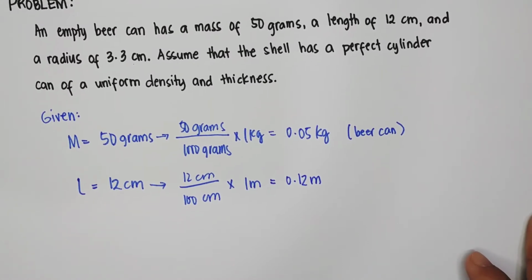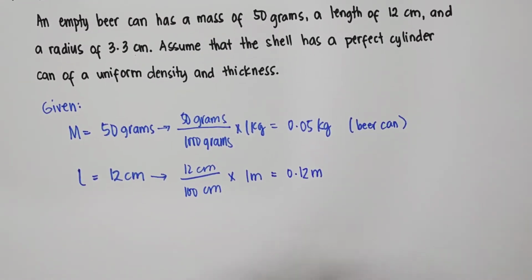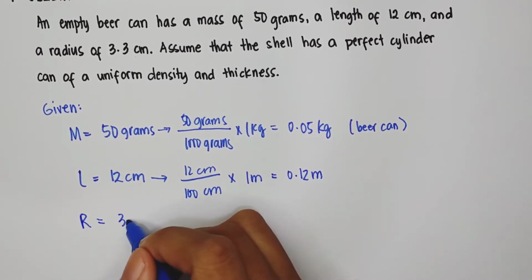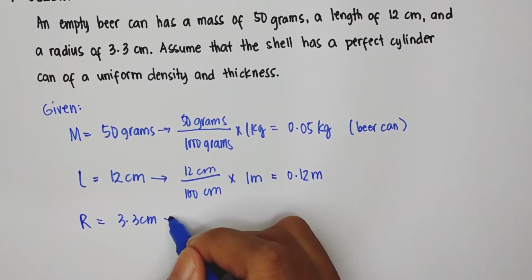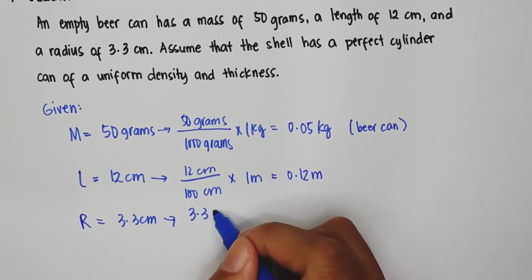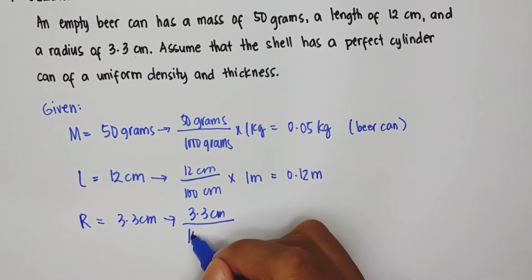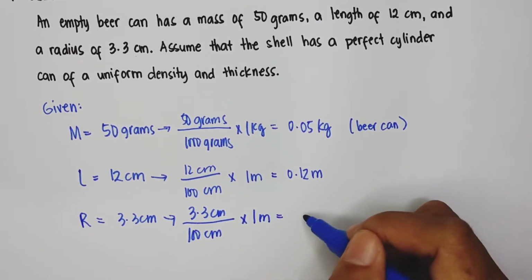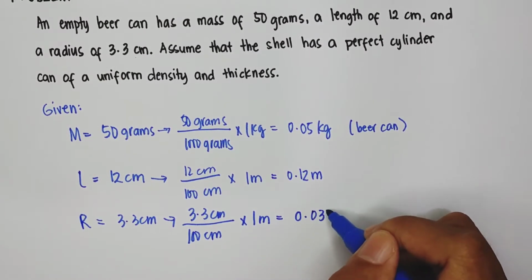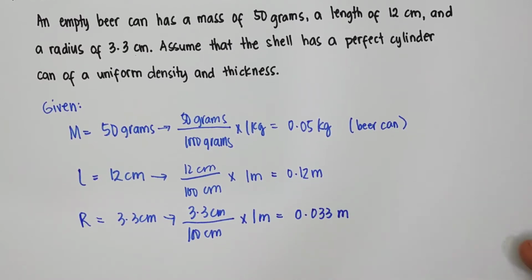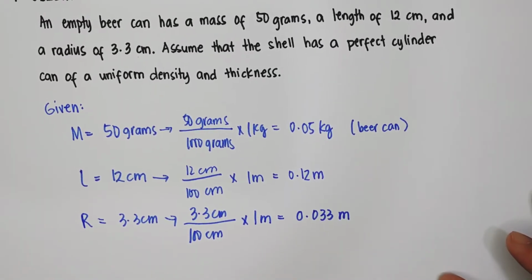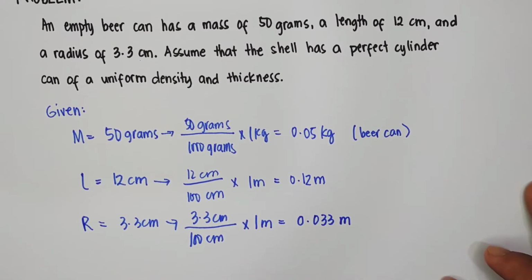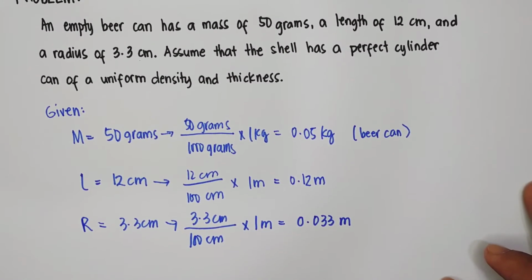So that is the length. Then we have the radius, which is 3.3 cm. We convert this using the same conversion process: 3.3 cm divided by 100 cm times 1 meter, so we have 0.033 meters. So we now have our given, and we can proceed with solving.